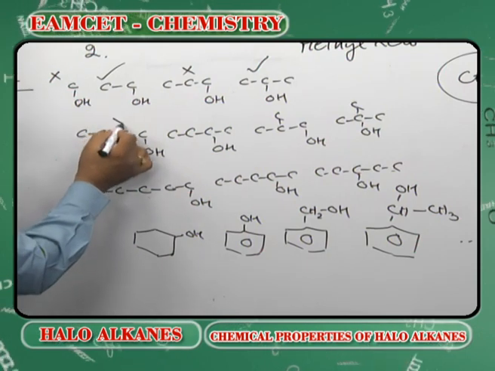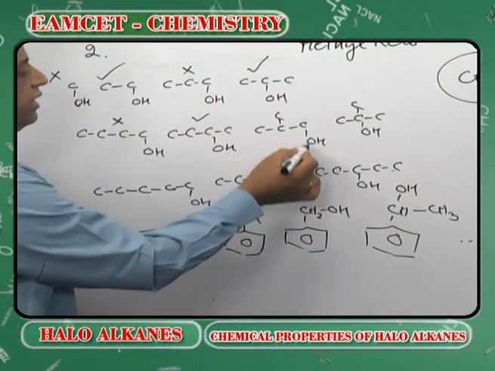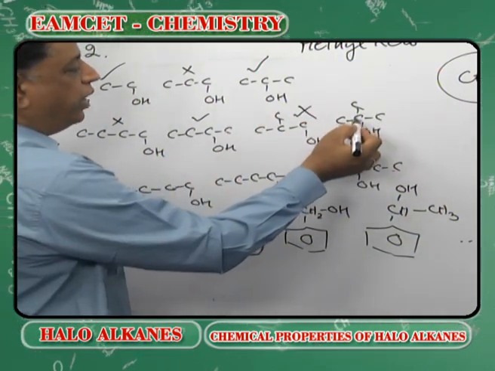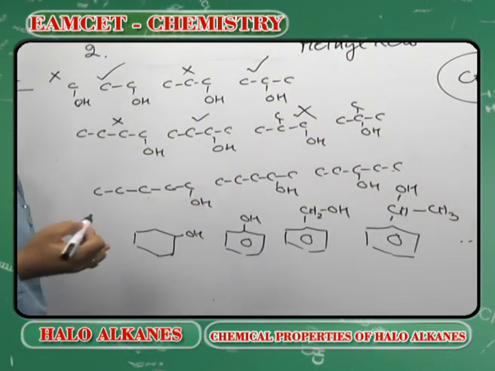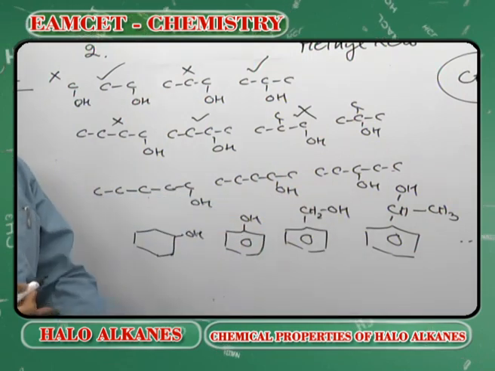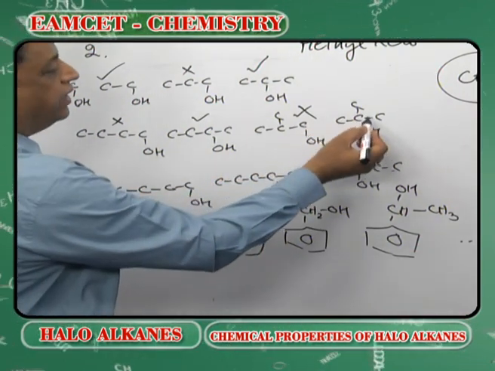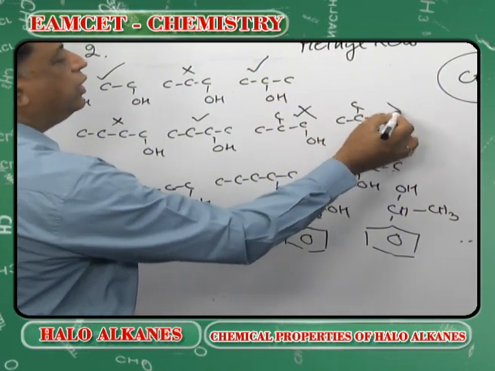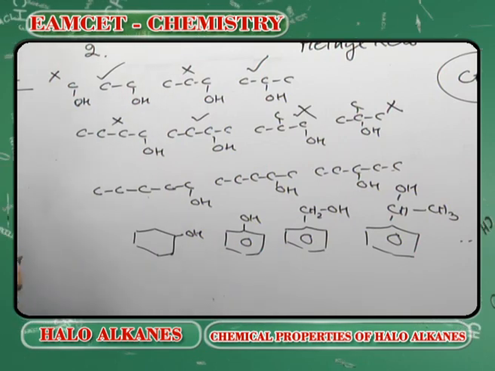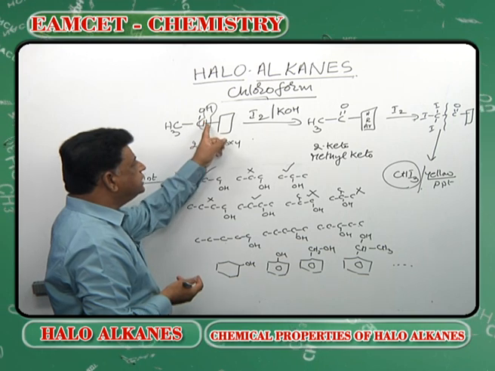So this won't give; 1-butanol will not give. 2-butanol will give. Then there is a compound with a 2-hydroxy, but why is it not giving? It is a 3-degree alcohol, and 3-degree alcohols cannot be oxidized to carbonyl. So though from this side it is 2-hydroxy, it will not give the reaction. It is a 2-hydroxy, but it is a 3-degree one. We need a 2-degree alcohol, which is oxidized to carbonyl.